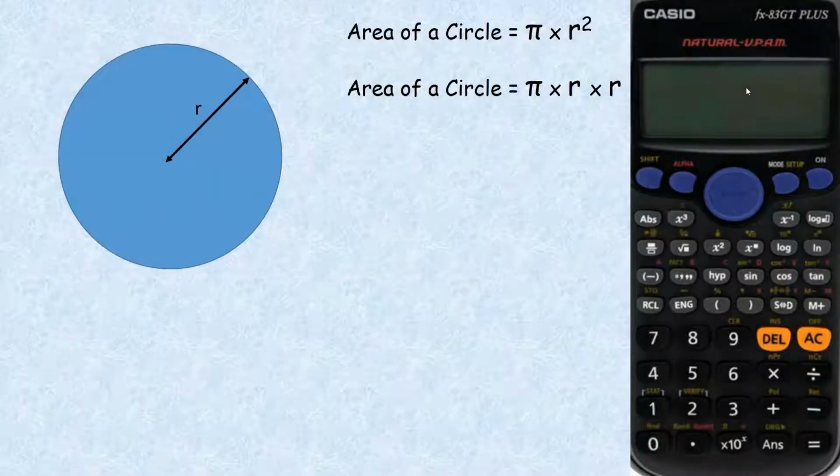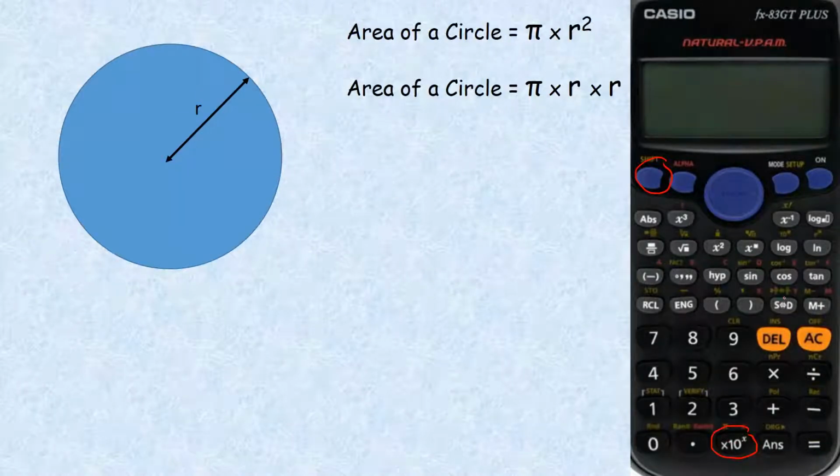Okay, so to find the area of a circle, we use pi, just like we've done for circumference, and we multiply it by the radius squared, or pi times the radius times the radius. So remembering, if we're using our scientific calculator, the important buttons are this shift button here, and this 10 to the power x button. So shift and 10 to the power x gives us pi.